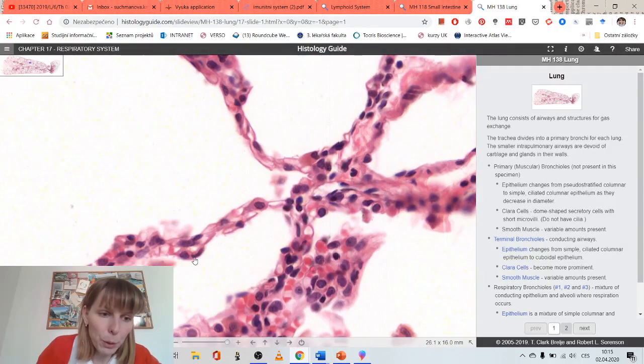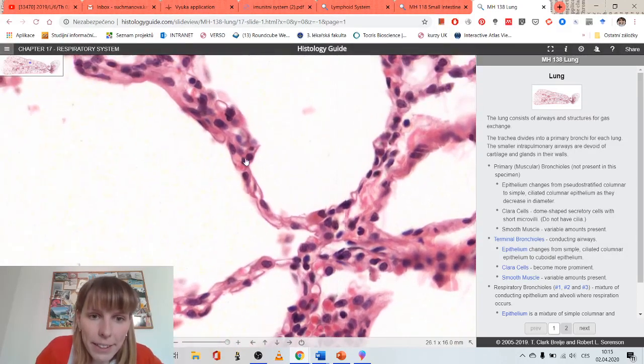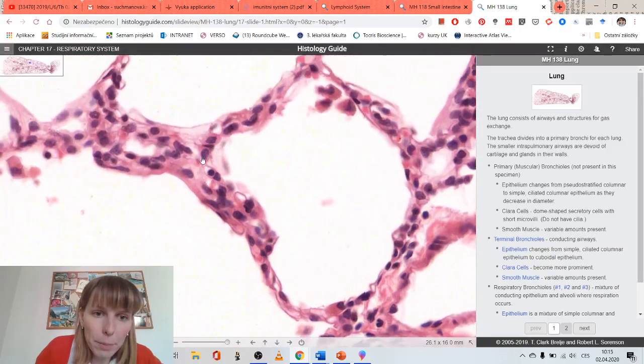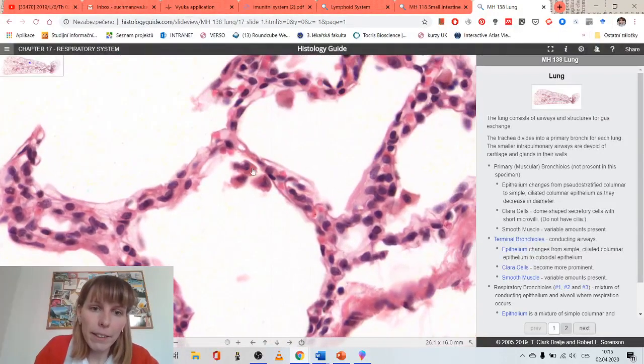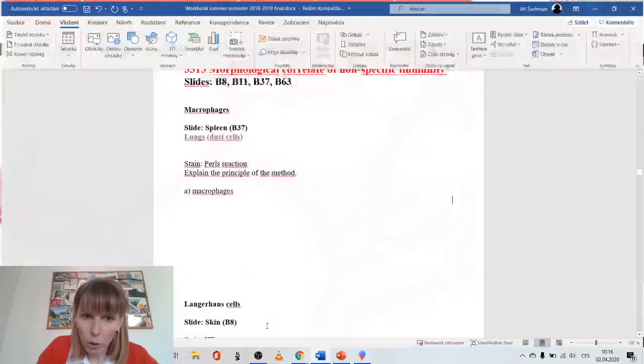So these would be pneumocytes type 1, and these cells that are still inside the wall, so they are not the macrophages because they are part of the wall of the alveolus, but they are round. They will be the pneumocytes type 2. So you should be able to tell them apart, and the macrophages as well over here. So this is quite clear, I hope.